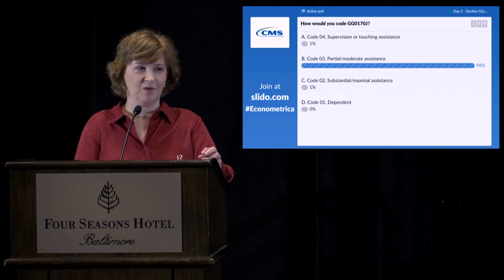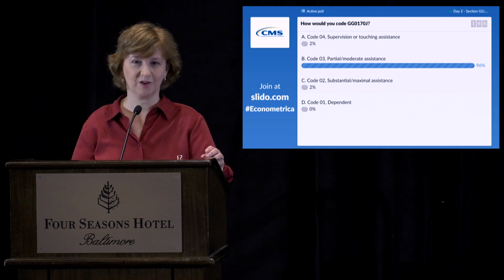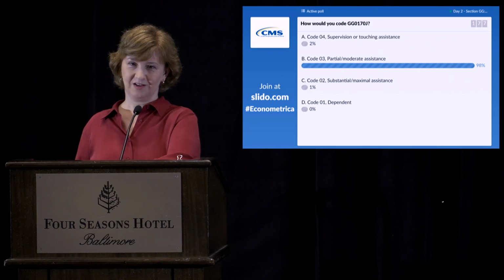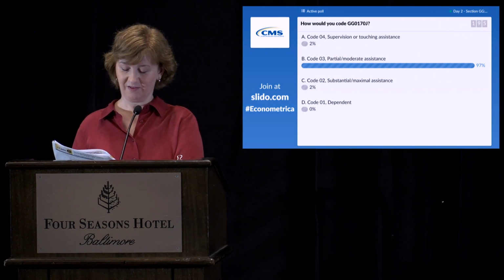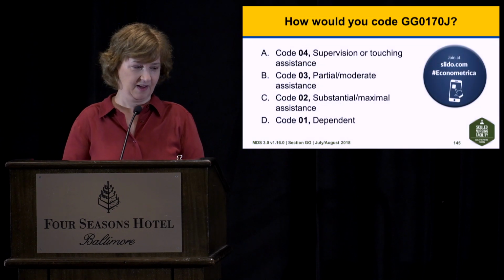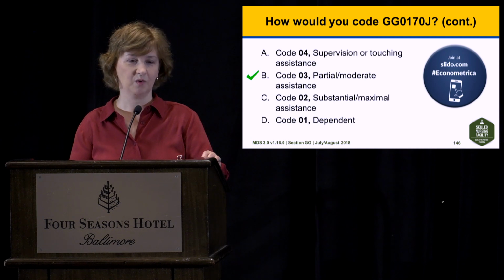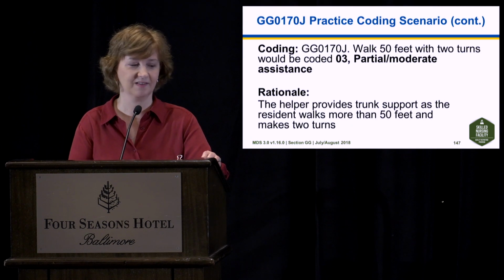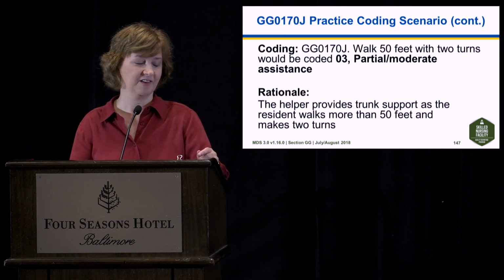All right, I'll give you another few seconds. Looks like about 160 of you have entered the codes. Those of you watching on the web, please feel free to answer your responses also. Okay, so it looks like most of you coded 03, and I do agree with that. So again, the helper provided less than half of the effort, and so the resident was performing more than half of the effort.